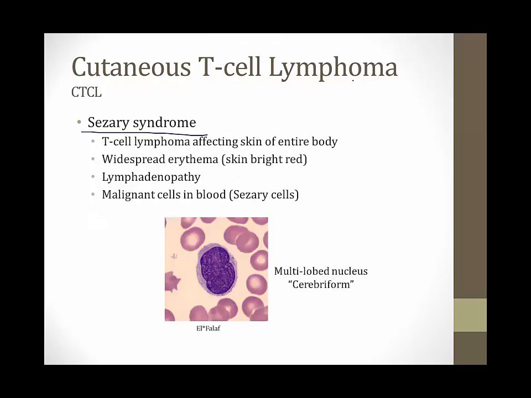The Sézary syndrome occurs when the T-cell lymphoma affects the skin of the entire body. There will be widespread erythema. The skin will be bright red all over. There will also be lymphadenopathy, and characteristically, the malignant cells enter the bloodstream. These are called Sézary cells. They look like the picture I've shown on the screen. Their nucleus is described as being cerebriform, meaning it looks like the brain because it's multi-lobed. You can also see cells like this in the skin of patients with cutaneous T-cell lymphomas. And that concludes our module on non-Hodgkin lymphoma.